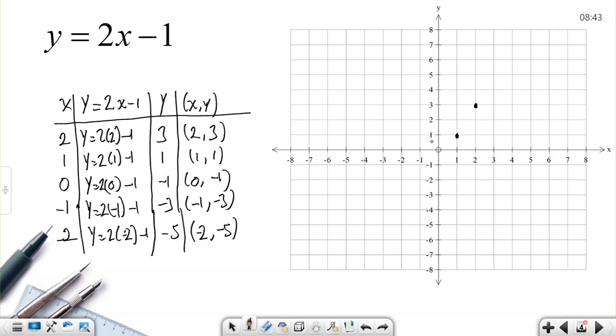And let's continue. 0 and negative 1. 0 is here, negative 1 is here. And minus 1, minus 3. Minus 1 and negative 3. -2 and -5, -2 and -5.